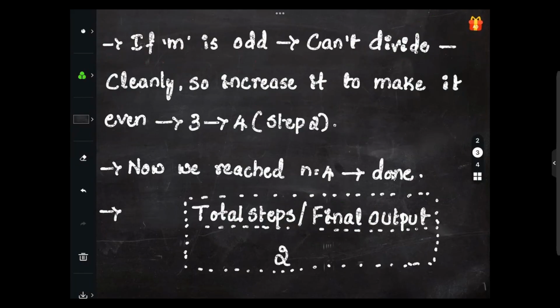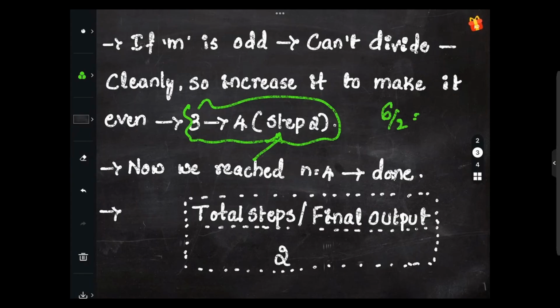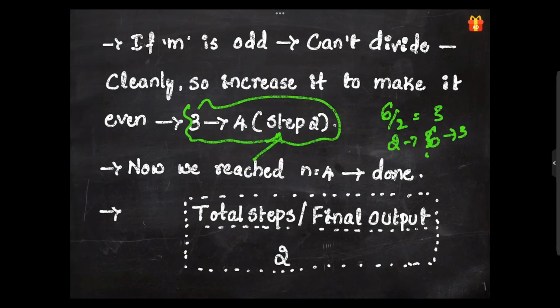So if m is odd, then we cannot divide cleanly. So increase it to make it even. Nothing but here in this case 3 to 4, that is step 2 basically, right? So one step is we have divided 6 by 2, and we have got 3. I have written it like this, 6 to 3, right? So the second step is we have got the answer 3.